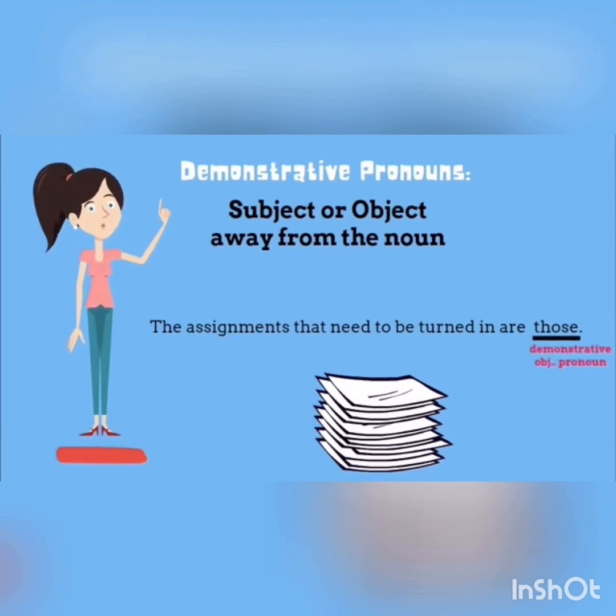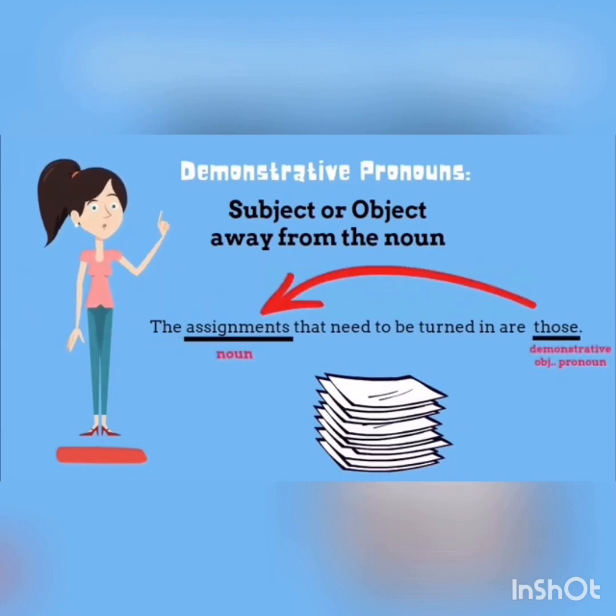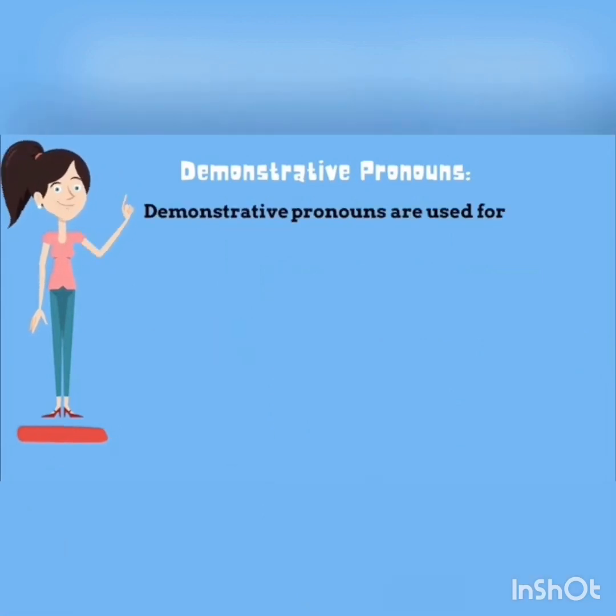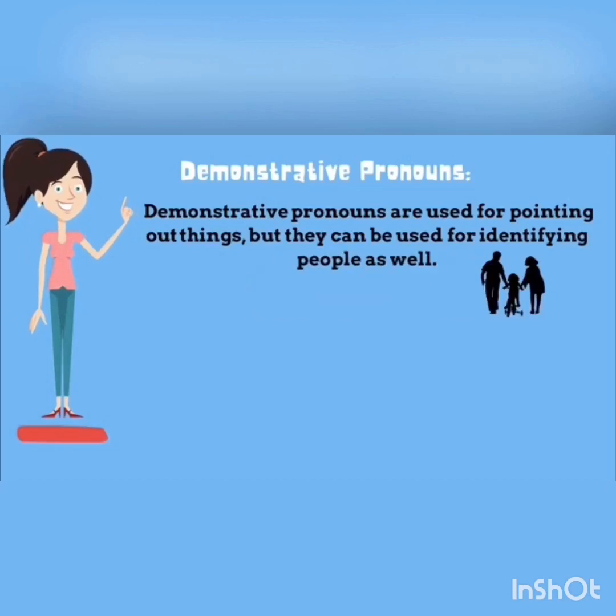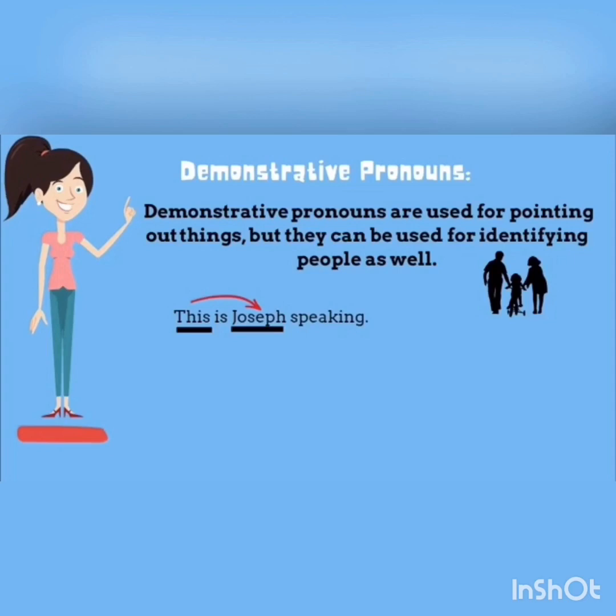Again, your demonstrative pronoun is away from the noun it is referring to. It is following the verb, and the noun that is being pointed out is on the opposite side. In this example, assignments is the noun, and the demonstrative pronoun is pointing it out. Normally, demonstrative pronouns are used for pointing out things, but they can also be used for identifying people as well. Look at these examples. This is Joseph speaking.